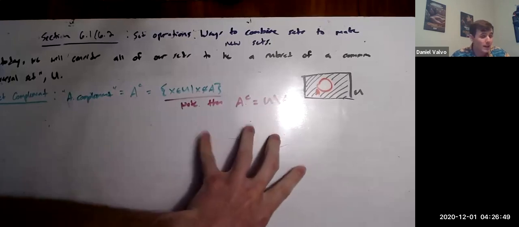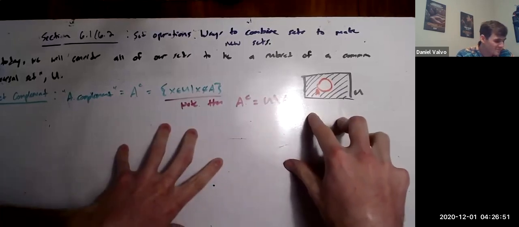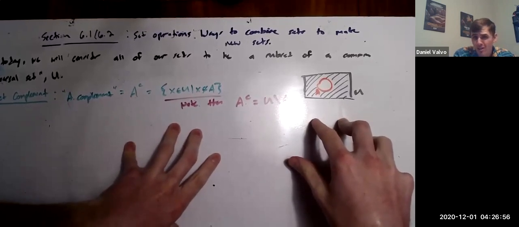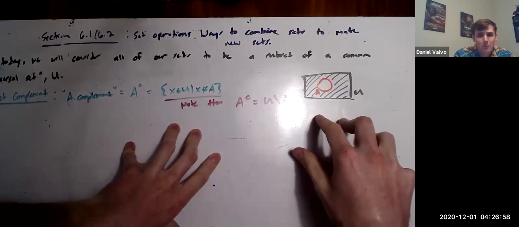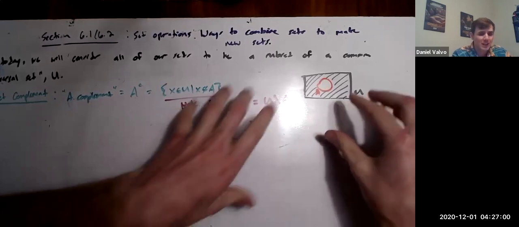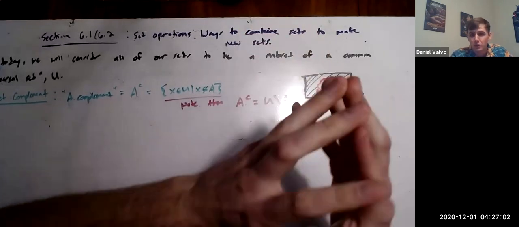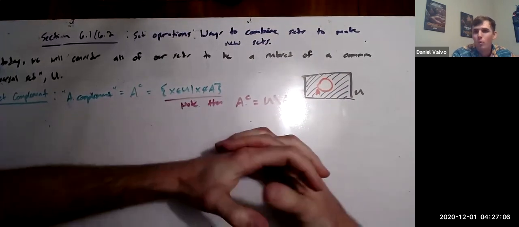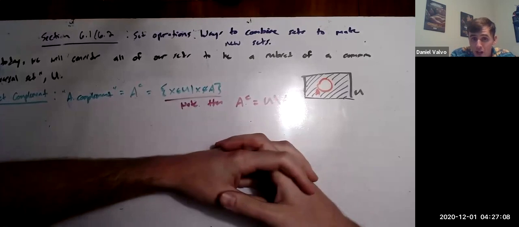And notice that this A complement business is really the only reason we need to mention U at all, just because we have to kind of know what our bounds are. Because if you just want to write A complement, if you just want to say everything not in A, well, once again, what's the universe we're talking about here?